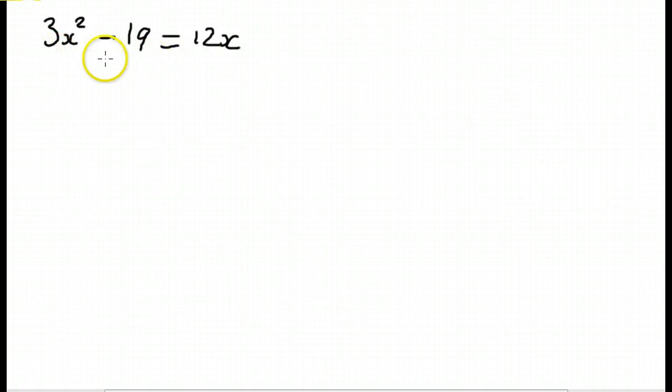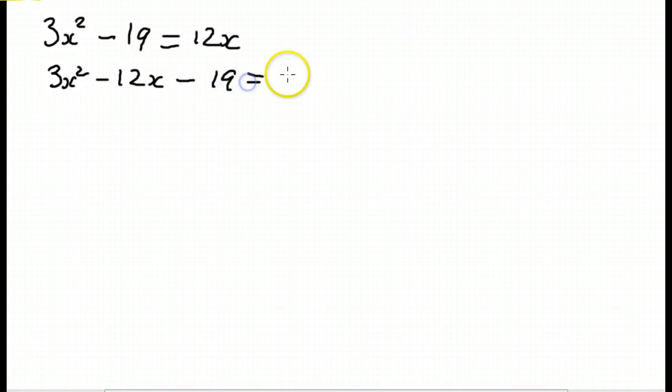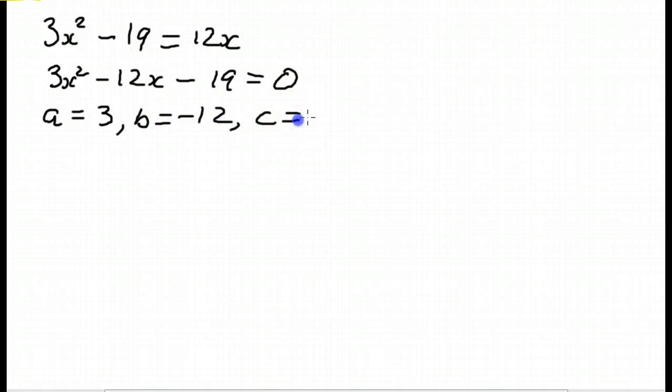Okay, this is the format we started in. In order to use the quadratic formula, we need it in the form ax squared plus bx plus c equals 0. I'm not going to bother dividing by 3. I don't want to introduce a fraction into this one. In the last one I did want to get rid of the fraction, but here we have none. So a is 3, b is -12, c is -19.